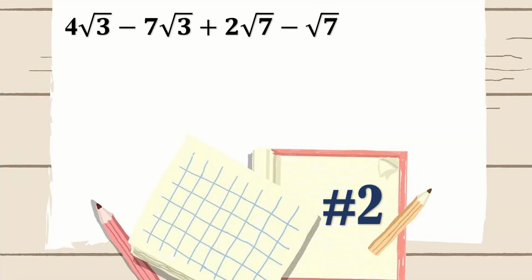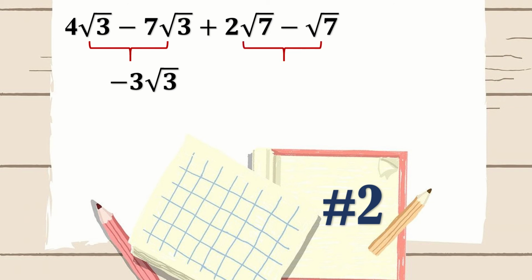Number 2, 4 square root of 3 minus 7 square root of 3 plus 2 square root of 7 minus square root of 7. So we can combine 4 square root of 3 minus 7 square root of 3 since they have the same radicand. So 4 minus 7, that is negative 3, then copy their common radicand, which is square root of 3.